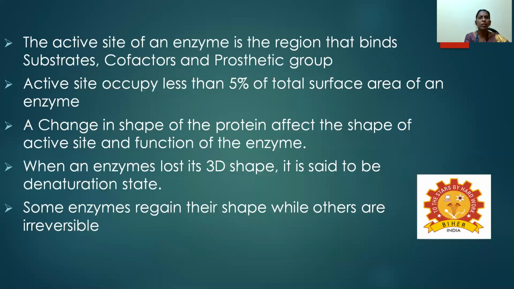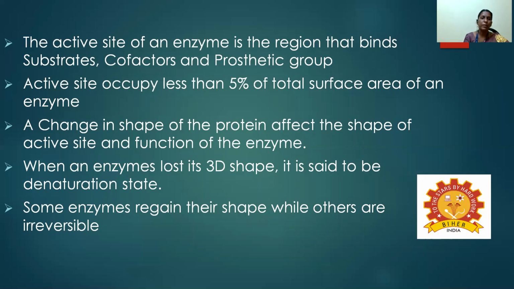The next thing is the active site region. It is a specific region. What components can it bind? It can bind the substrate, cofactors, and prosthetic groups. Not only the substrate, but also the cofactors and prosthetic groups are involved in binding to an enzyme. Active sites occupy less than 5% of the total surface area of an enzyme.